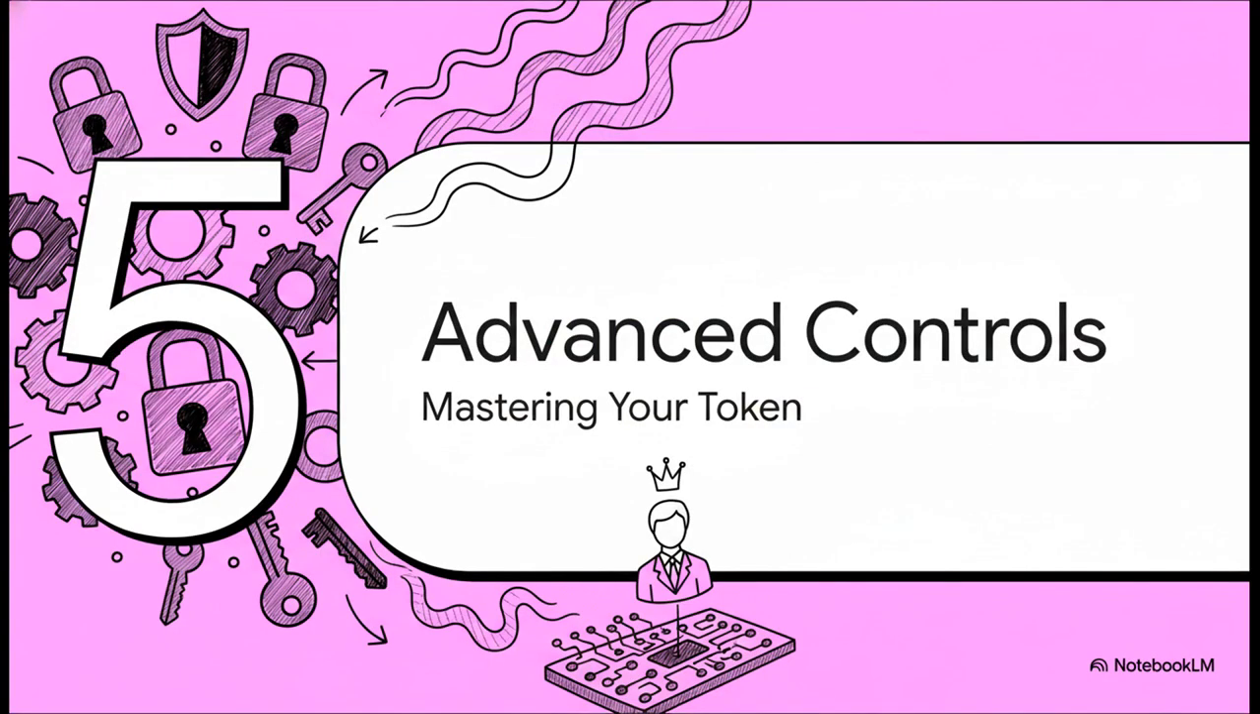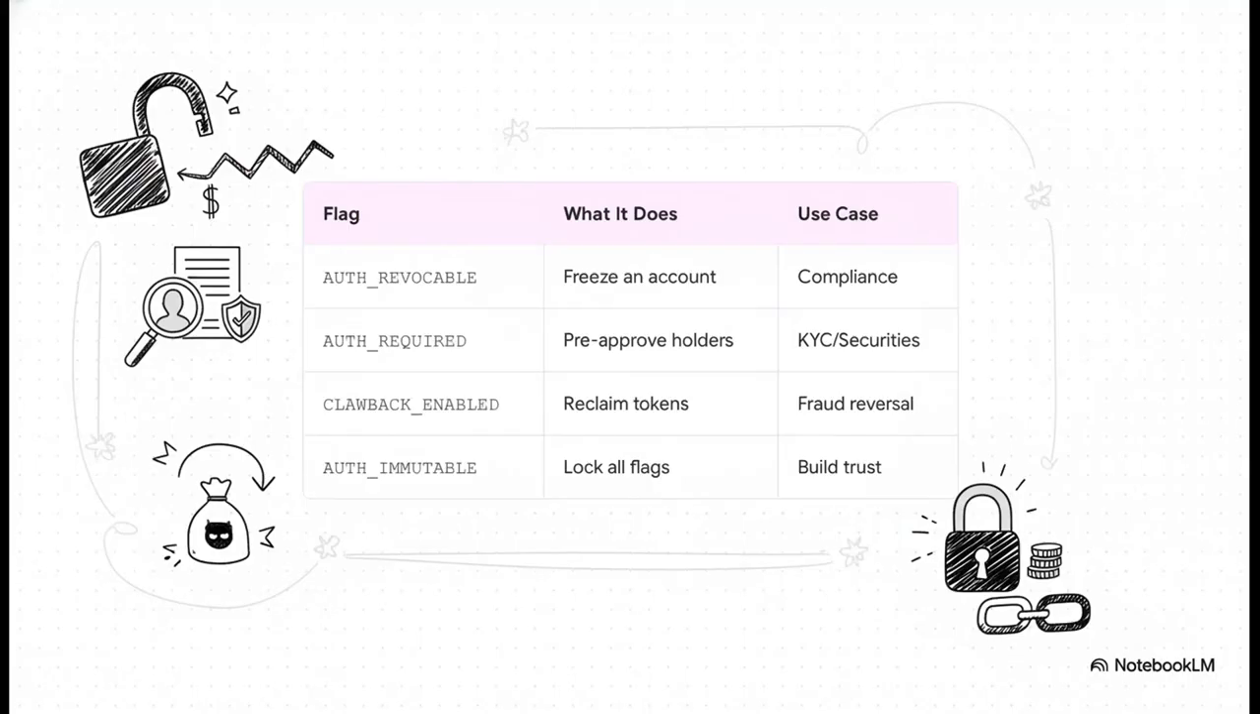Okay, we've made a token. That's awesome. But now, let's level up from just being a creator to being a master of that token. We're going to look at some advanced controls that let you operate like a total pro. Stellar gives you these optional superpowers called flags. For instance, you can enable auth revocable to freeze assets, which is crucial for compliance. It's actually what USDC does. Or you could use auth required for regulated tokens where you need to KYC every single holder. These are some serious tools for serious projects.